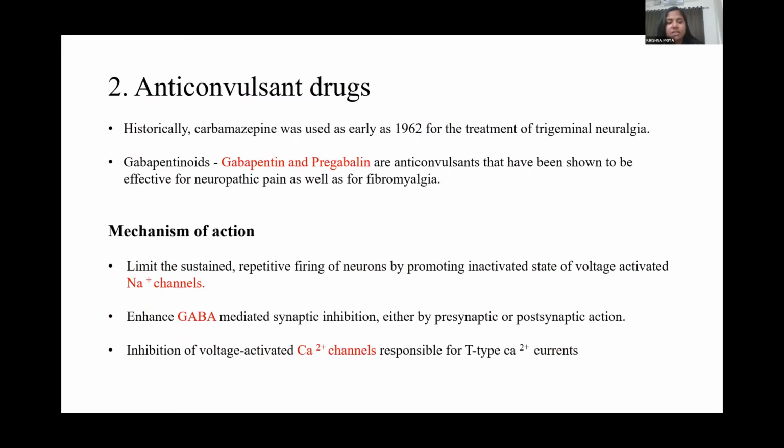Coming to the next category of drugs, anticonvulsants. Historically, carbamazepine was used as early as 1962 for the treatment of trigeminal neuralgia. Another group of drugs are the gabapentinoids, that is gabapentin and pregabalin, which are anticonvulsants that have been shown to be effective for neuropathic pain as well as for fibromyalgia. The mechanism of action is to reduce sustained repetitive firing of neurons by promoting the inactivated state of voltage-gated sodium channels. They also enhance GABA-mediated synaptic inhibition, by either presynaptic or postsynaptic action, and inhibit voltage-gated calcium channels responsible for T-type calcium currents.